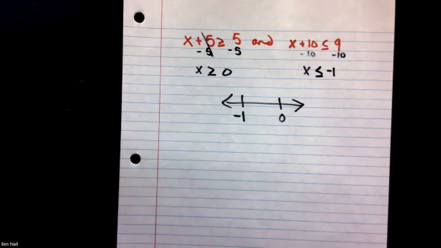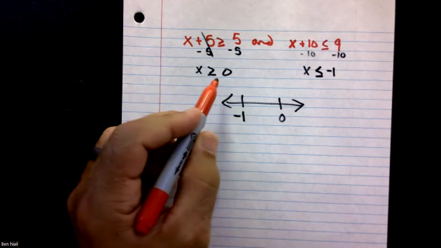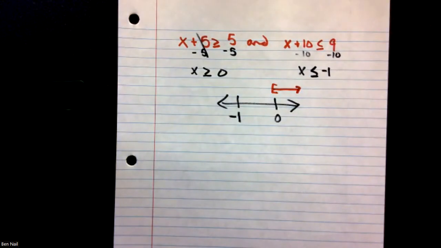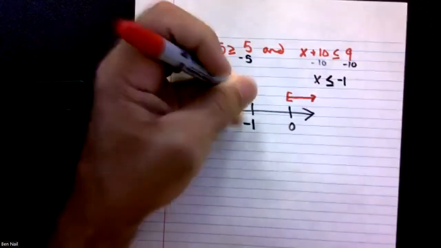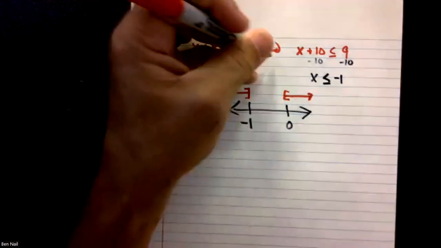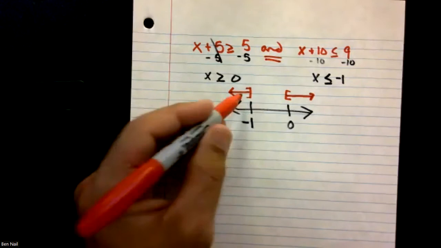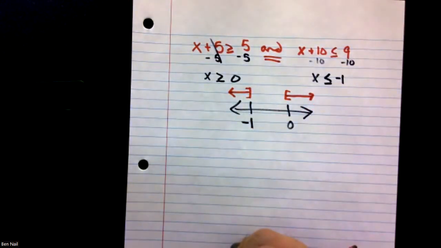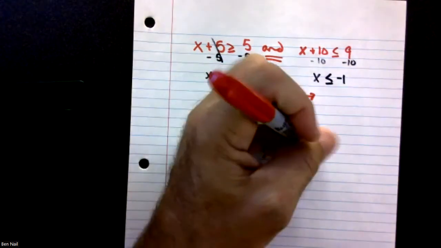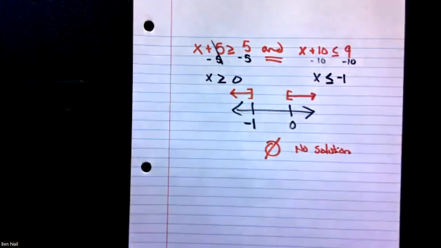Okay, so x is greater than or equal to 0. It's going to be a closed bracket, shade in that direction. That's everything greater than or equal to 0. Less than or equal to -1 would go in that direction. Again, this is an and problem, so I'm looking for overlap. Do either of these lines cross over the other one? Is there any overlap? No, there is not. So this is an example of a no solution problem.